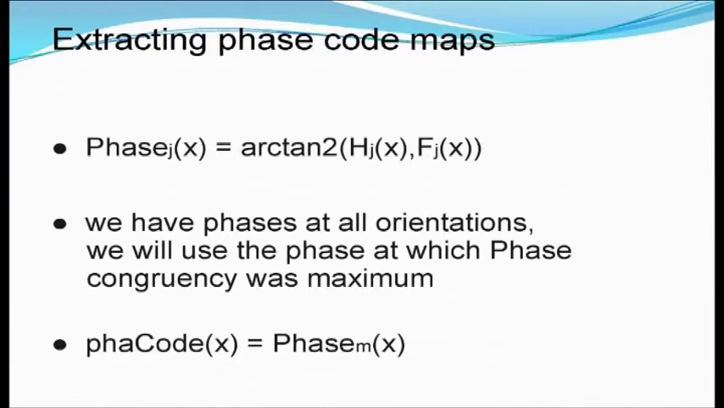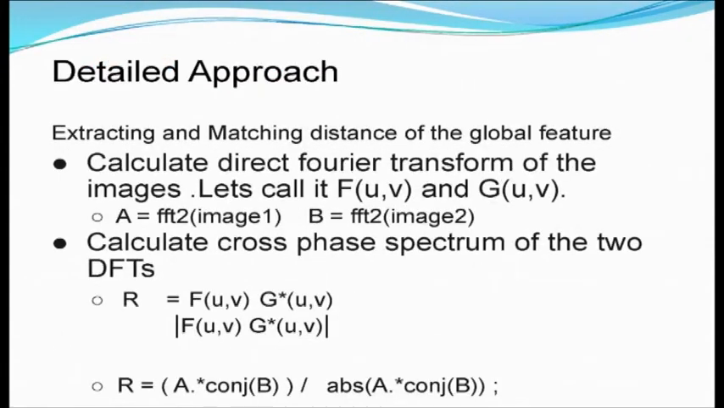Then phase is defined by this equation. Hj and fj were the summation of the real part of the convolution result and the imaginary part of the convolution result. And to calculate the phase code map, we calculate it at that m value which we found earlier.